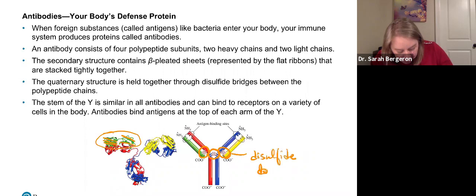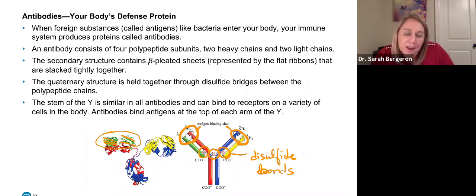Disulfide bonds, right? And so when you look at an antibody, what you're going to see is it's kind of shaped like a Y, right? So the very ends of the Y here and here are called the antigen binding sites.